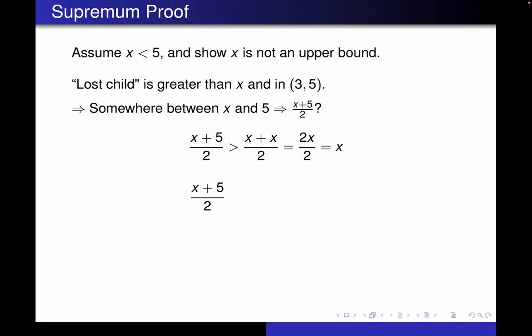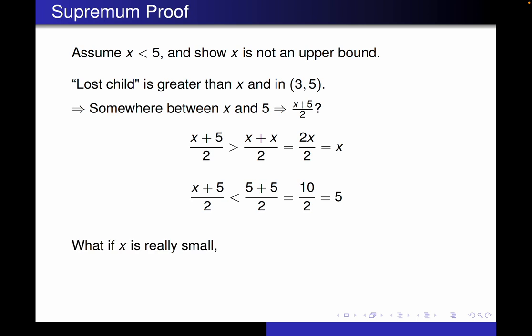We also know that x is smaller than 5, so if we replace x with 5, we're going to get a bigger number. 5 plus 5 is 10, and 10 over 2 is 5, and so that means x plus 5 over 2 is less than 5. So that makes a really good argument that x plus 5 over 2 is going to be in the interval as less than 5. The only issue is, is that number going to be greater than 3?